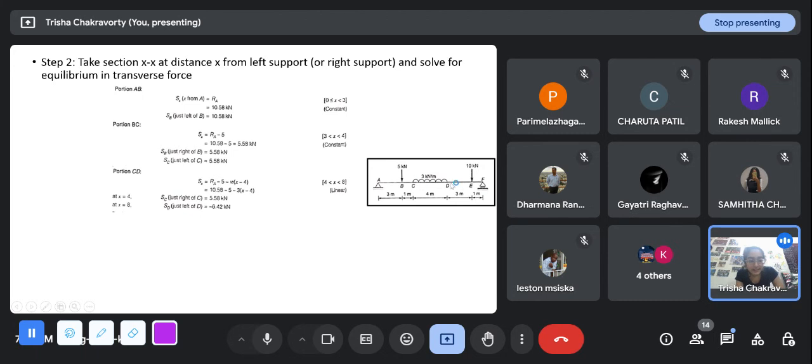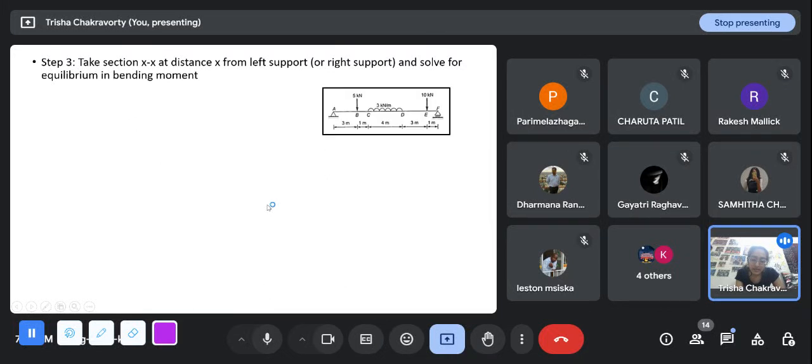So Sx in this zone, where x ranges from 4 to 8, because x is 4 at C and x is 8 at D, the shear force diagram will have a linear profile. If I put x equal to 4, I will get 5.58. So SC just to the right of C is 5.58, and now go to D. For D, I will put x equal to 8 meter. If I put it here, I'll get minus 6.42.